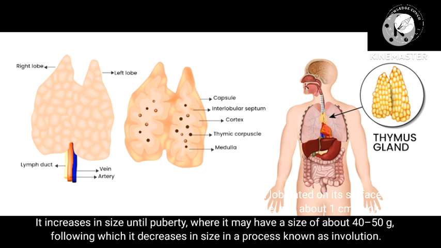At birth it is about 4 to 6 centimeters long, 2.5 to 5 centimeters wide, and about 1 centimeter thick. It increases in size until puberty, where it may have a size of about 40 to 50 grams, following which it decreases in size in a process known as involution.